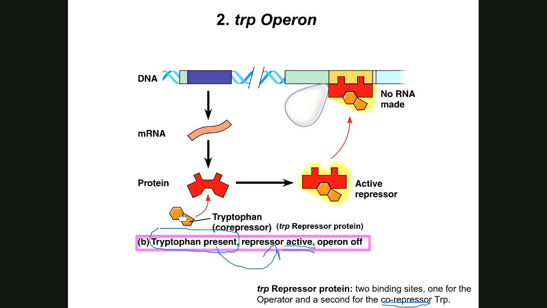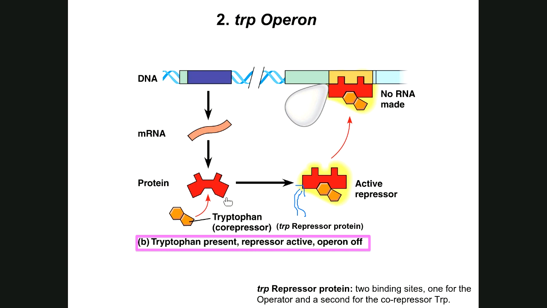Okay, so what they're showing you here is the excess tryptophan that has been made, or when tryptophan is present, that tryptophan now is not being used to make polypeptides. Instead, the tryptophan is functioning as a co-repressor. And what happens is this tryptophan here will bind to the trp repressor protein, taking it from an inactive state to an active state. So what I have in parentheses is actually pointing towards this red guy here, which is the trp repressor protein.